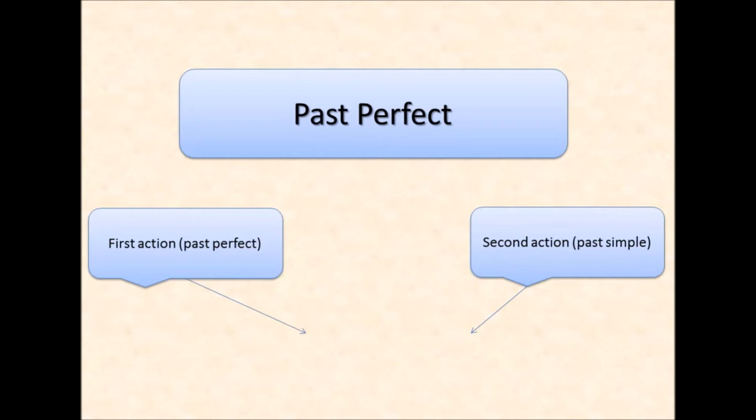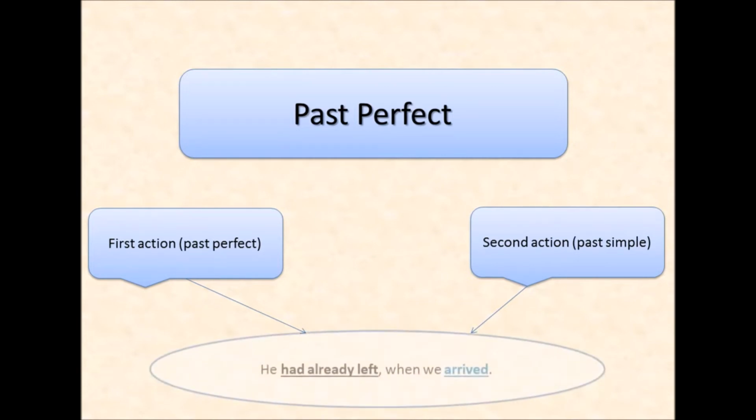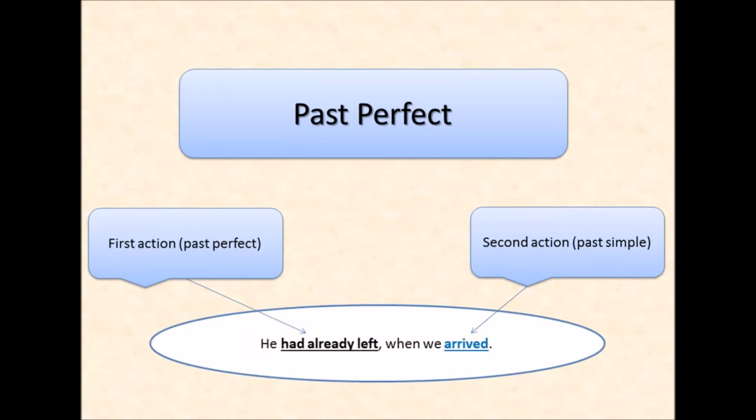We use past perfect for an action which happened before another past simple action or before a stated time in the past. He had already left when we arrived. So the first action is in past perfect, he had already left. And the second action is in past simple, when we arrived.